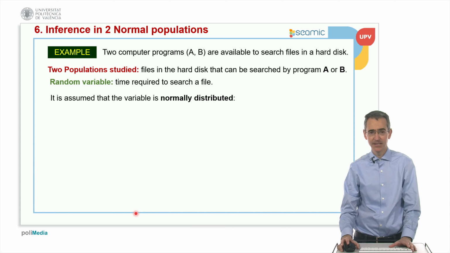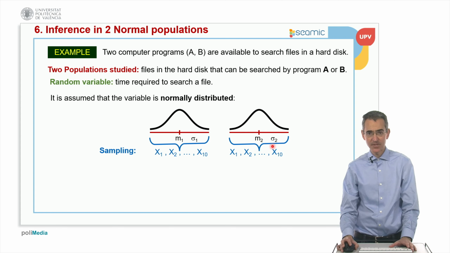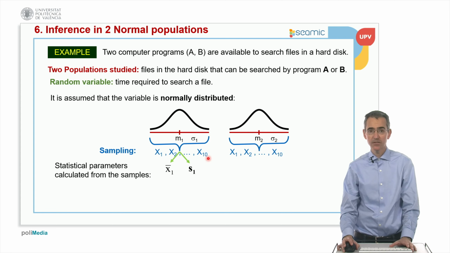So we have these two populations. Both are normal. One has an average of M1 and standard deviation sigma 1. The second has an average M2 and standard deviation sigma 2. Then we make a sample. We take a sample from the first and a sample from the second. In both cases, the sample is of 10 values. The statistical parameters computed from both samples are the average and the standard deviation. So we compute the sample mean and the sample standard deviation.